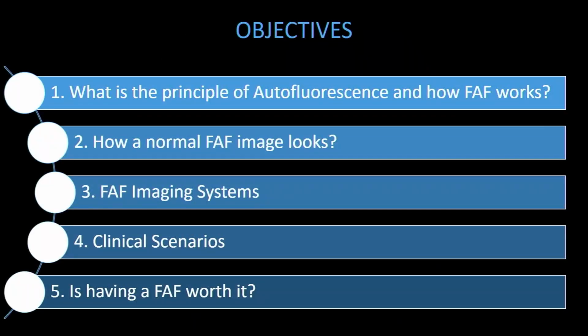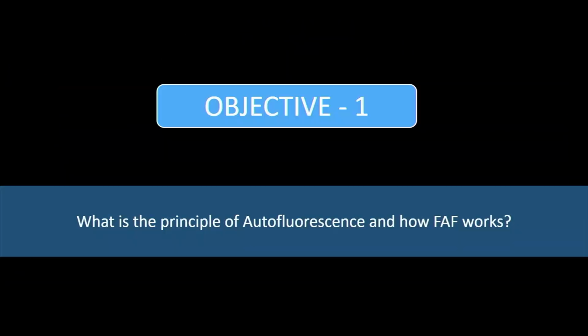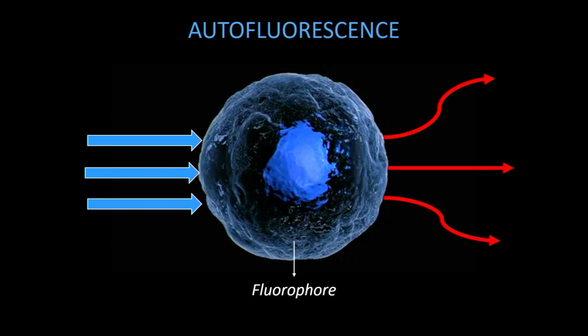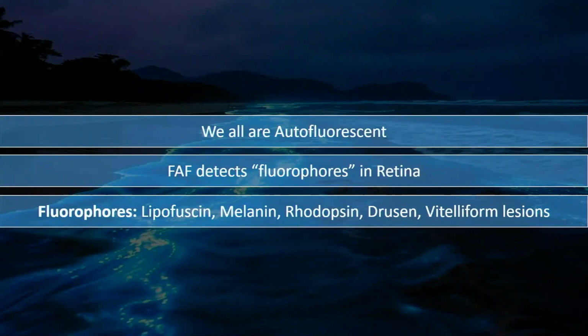So these are the objectives of the day. We will take them one by one. First of all, what is the principle and working behind FAF? There are some molecules which we call fluorophores. They absorb low wavelength light and emit high wavelength light. Fluorophores are everywhere. They are inside us, they are outside, they are in nature.